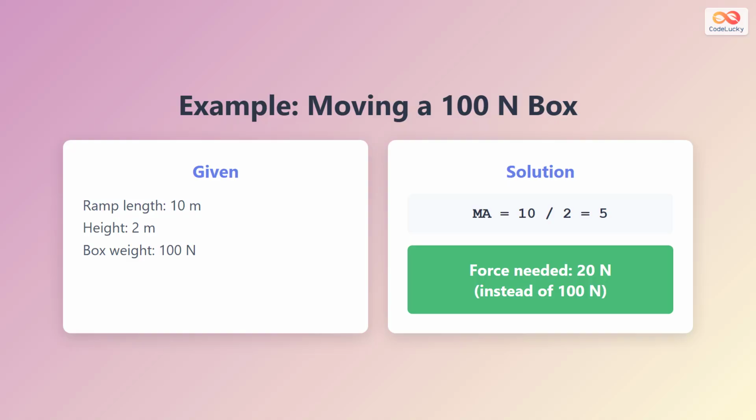Let's work through a practical example. Suppose we have a box weighing 100 newtons that we need to lift to a height of 2 meters. If we use a ramp that's 10 meters long, we can calculate the mechanical advantage. 10 divided by 2 equals 5. This means we only need to apply 20 newtons of force instead of the full 100 newtons. That's 5 times less effort.